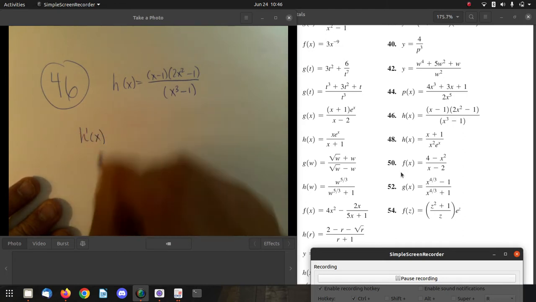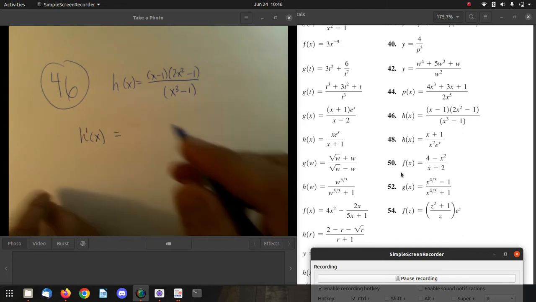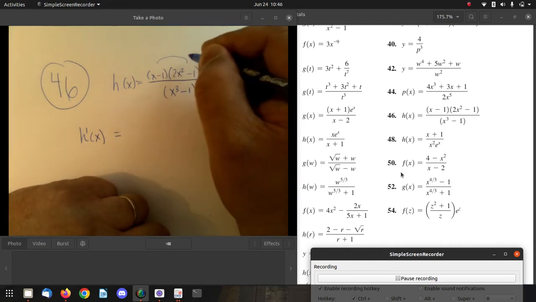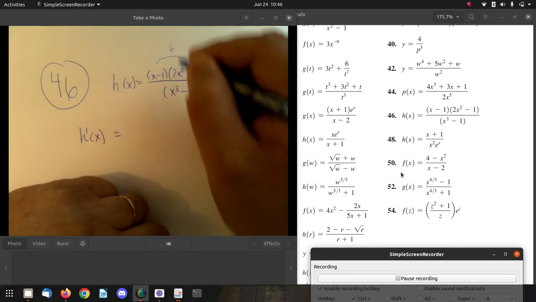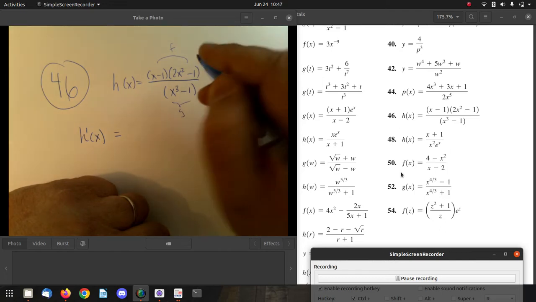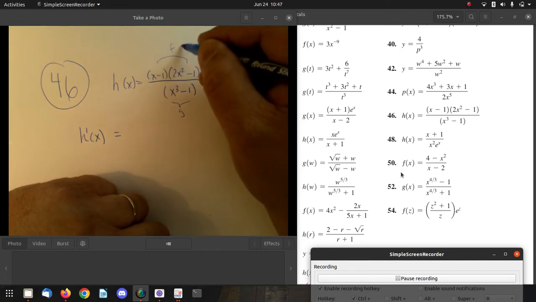So h prime of x is going to be the quotient rule. And again, this whole thing up here is your f, and this whole thing down here is your g. But look, f is actually a product.